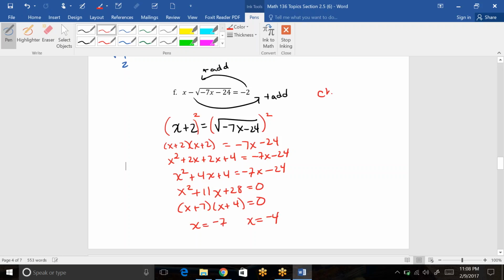So we have to do our checks. Remember, this is crucial for radicals. I'm going to plug it into this scenario right here. So x plus 2 equals the square root of negative 7x minus 24. It's always easier if the radical is isolated when you plug back in. So I'm going to do negative 7 first.